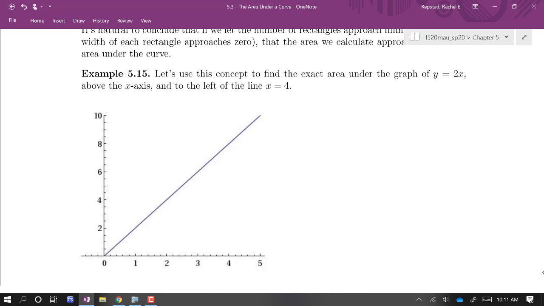So we're going to find the exact area under the graph of y equals 2x, above the x-axis and to the left of the line x equals 4. So, right, this region here.